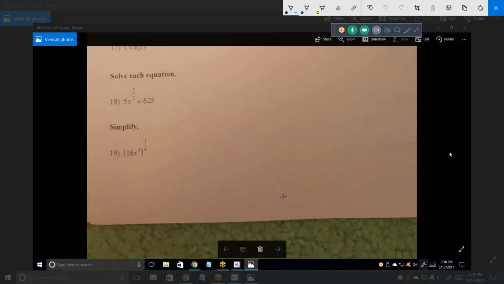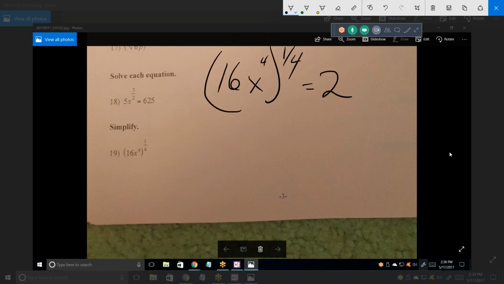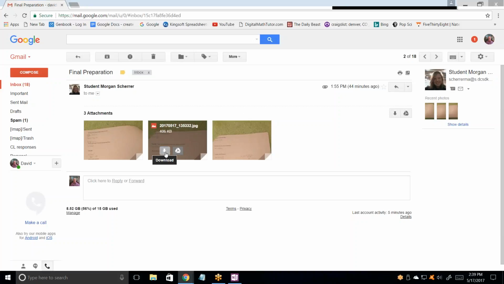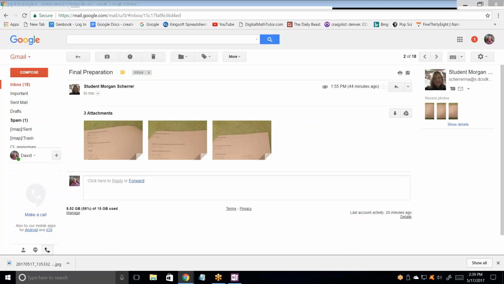All right, 16x to the 1/4. Simplify that. Well, 16 to the 1/4, that's 2, right? Yep. And then x to the 4th to the 1/4 is x. So 2x? Perfect. Awesome. Go to the next page, I presume. I went left to right, correct? Correct. All right.